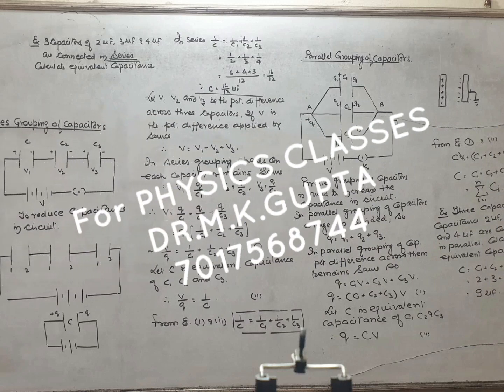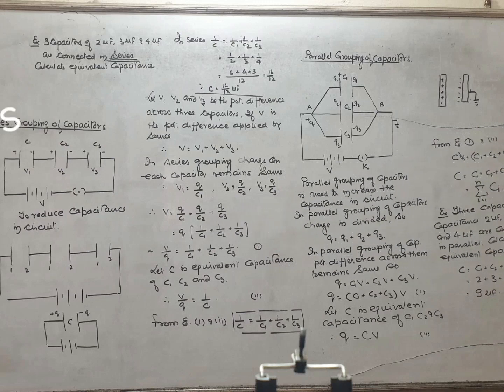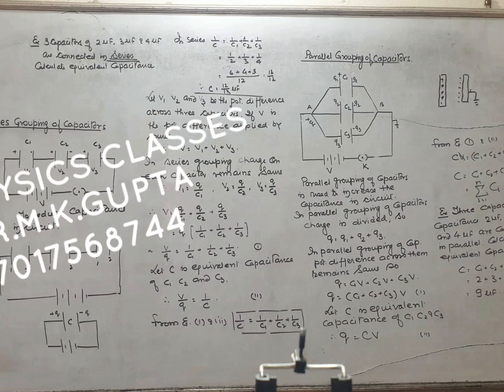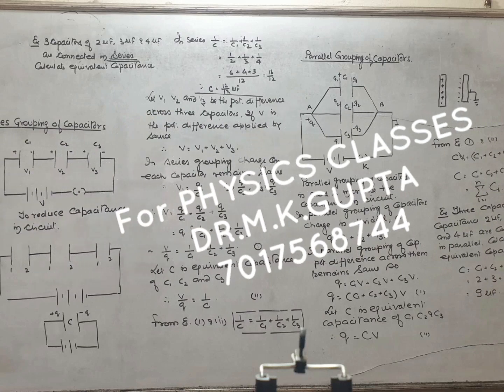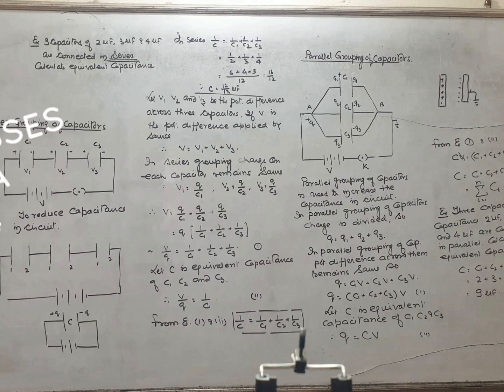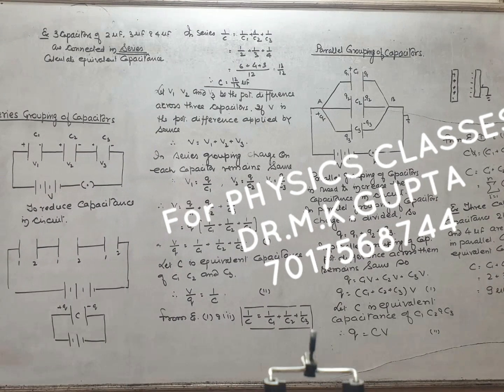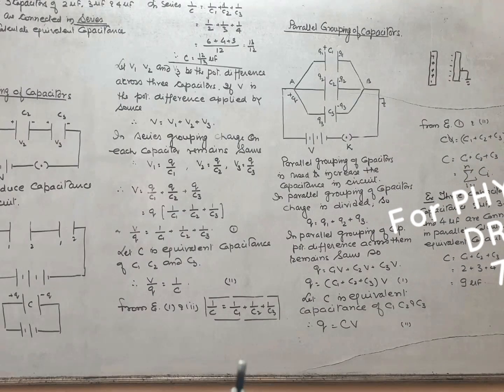Q is equal to C1V plus C2V plus C3V. If we say that C is the equivalent capacitance in parallel grouping, then Q is equal to CV. Again we compare the two equations and we find that C is equal to C1 plus C2 plus C3.